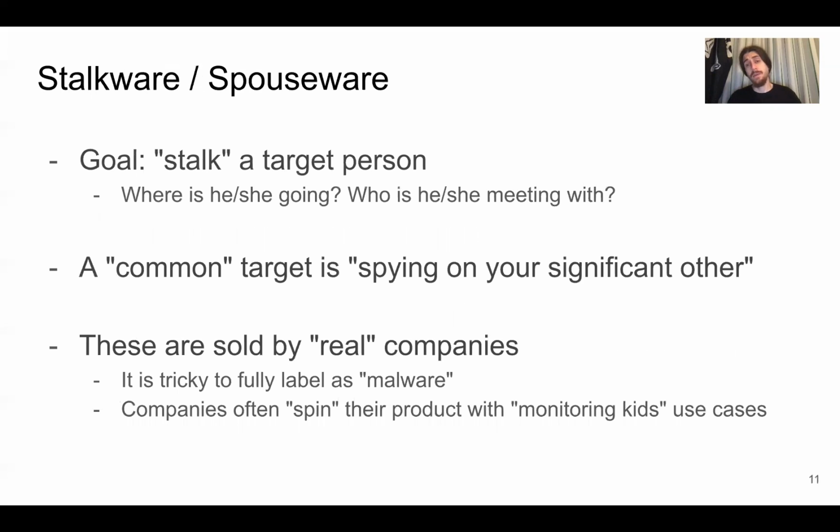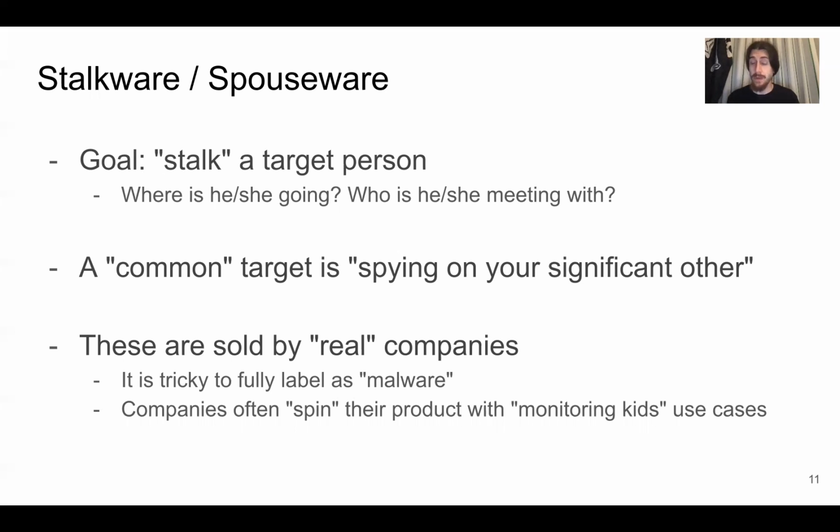And then the last category we had was stalkerware or spouseware. It's weird. It's a bad category. It's an emerging threat. The goal here is to stalk a target person to understand where she is going, or where he is going, or who he or she is meeting with, things like this. And the term spouseware comes because a common target is spying on your significant other. Okay, so you're worried that your significant other is cheating on you, and so what do you do? You install this kind of program that somehow spies on your partner, tries to understand what kind of people they are talking to, the positions, the GPS coordinates, pictures that this person has taken, and so forth.